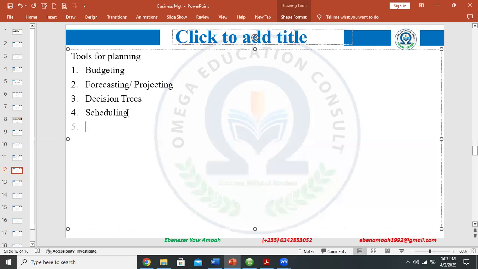Yes, please. Okay. Then we have, after the scheduling, we also have the Gantt chart. In fact, we have lots of planning tools. We have a lot of them, but the curriculum restricts us to these 5. So we'll look at these 5. Maybe you can search more on other planning tools or planning methods, right? Well, let me share a few that I know of.